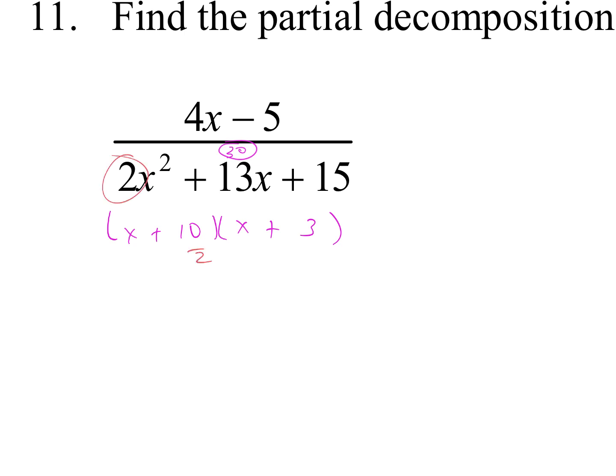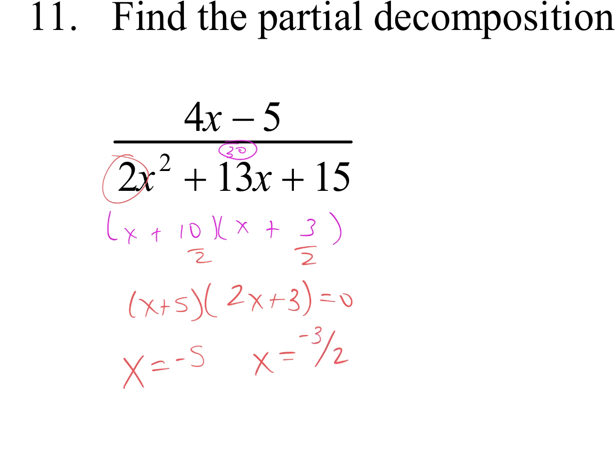Okay, divide both of these. So you have x plus 5, and you have 2x plus 3. Does everybody agree with me? All right, so let's go one step further. What are the values I'm going to use to evaluate? I'm going to use x is negative 5, and I'm going to use x is negative 3 over 2.